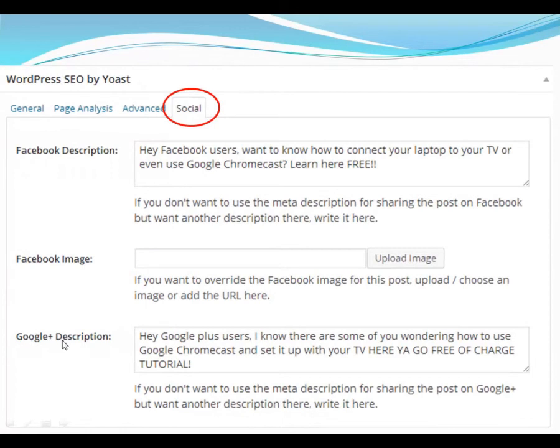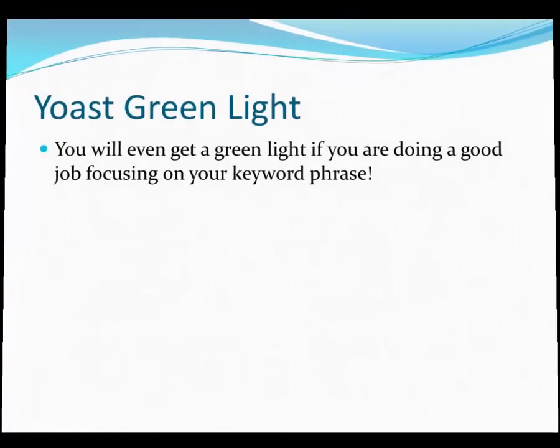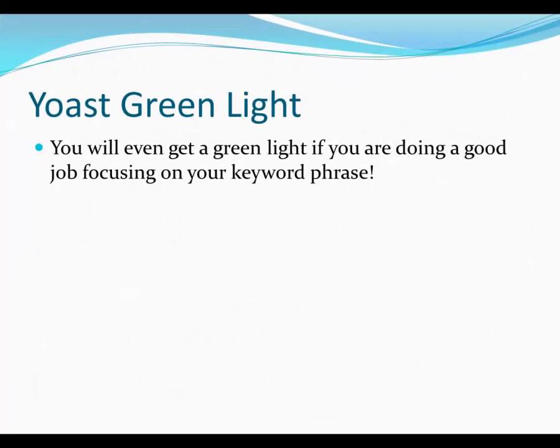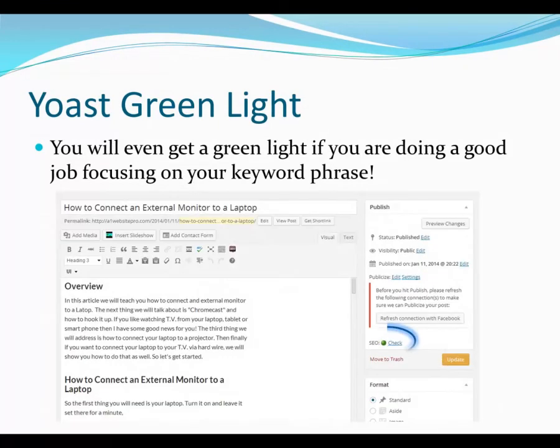But what if they're coming from Google Plus? I don't want to say, hey, Facebook users, right? I'll say, hey, Google Plus users. I know there's some of you wondering how to use Google Chromecast, right, to set up with your TV. Here you go, free of charge. So there's different ways that you could target these different audiences with your articles using this WordPress SEO by Yoast. So you'll be given a green light if you're doing a good job focusing on your keyword phrase, and you can see that right here. Okay.